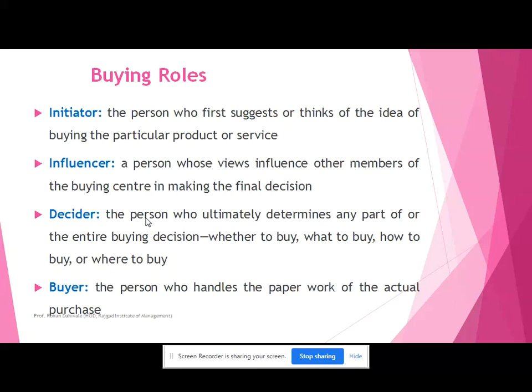Then next is the influencer. A person whose views influence other members of the buying center in the making of the final decision is called an influencer. Then next is the decider, the person who ultimately determines any part or the entire buying decision process: whether to buy, what to buy, how to buy, where to buy, etc. That person will be the third, the decider. The next is the actual buyer. The person who handles the paperwork of actual purchases is called the buyer.